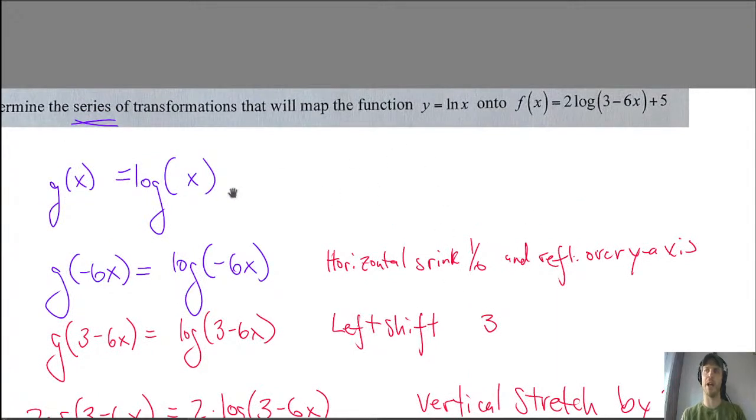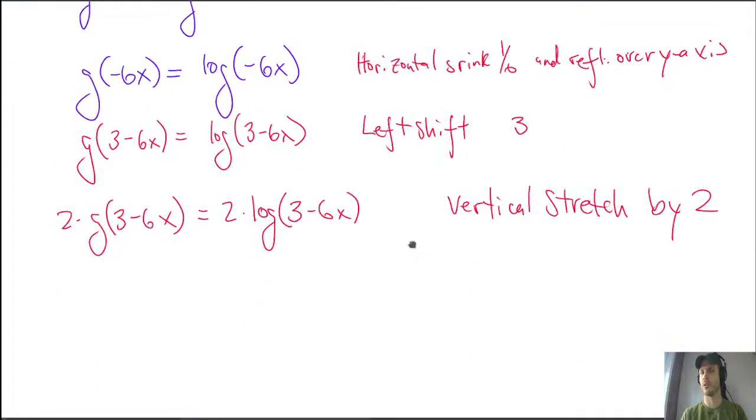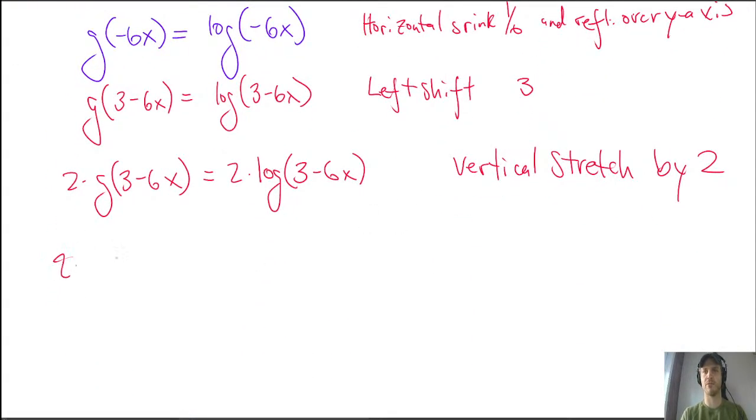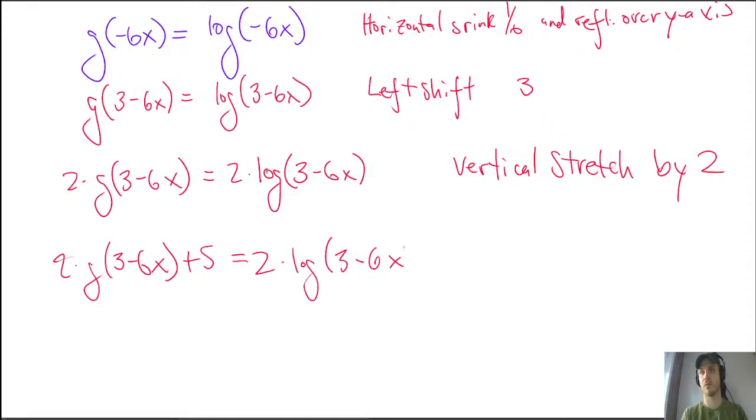So outside the argument of the function we multiply by 2, that's a vertical stretch by a factor of 2. And then the last thing we need to do, my handwriting's getting sloppy, is add 5. This is a vertical shift. And here, once we get to this point, you can see I've rebuilt that original function.